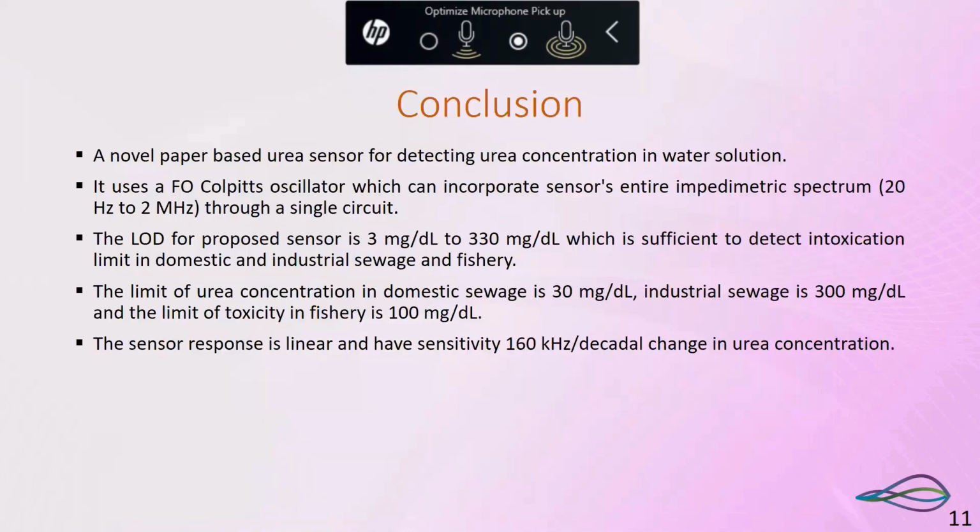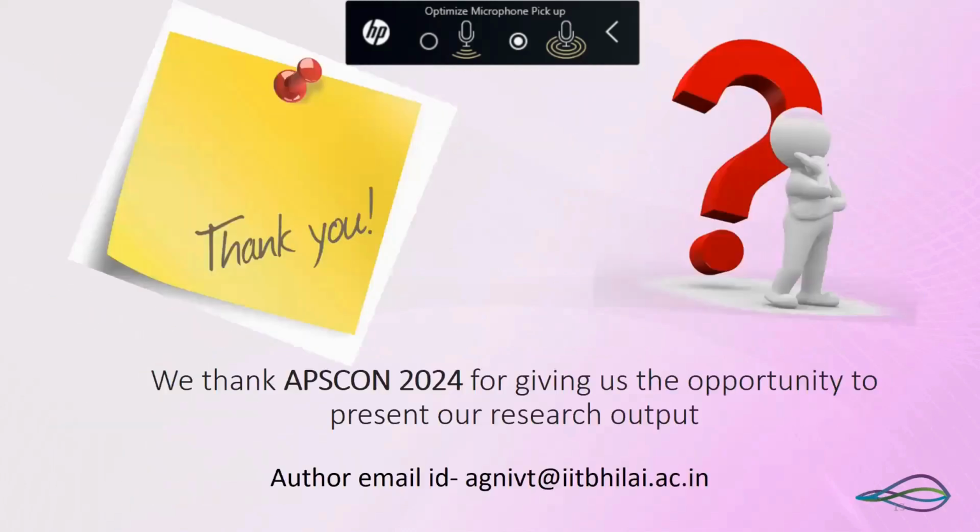In conclusion, we can say we have developed a novel paper-based urea sensor for detection of urea present in water samples. It uses a fractional order Colpitts oscillator, which incorporates the whole spectrum of impedance from 20 Hz to 2 MHz using only a simple circuit. The LOD is 3 mg to 330 mg, and the sensor response is linear, with a sensitivity of 160 kilohertz per decade change. These are all the references.